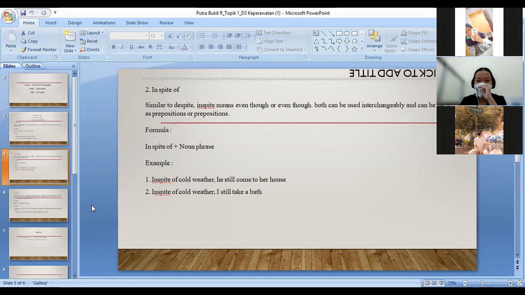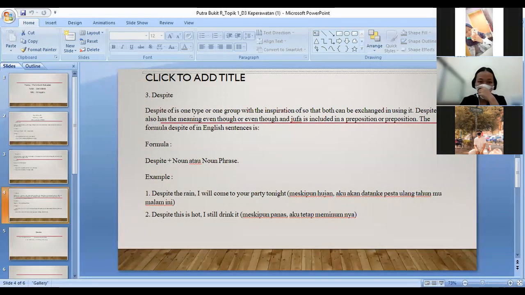And can be used as prepositions. Formula: in spite of plus noun phrase. Example: 1. In spite of cold weather, he still comes to her house. 2. In spite of cold weather, I still take a bath. Number 3. Despite.